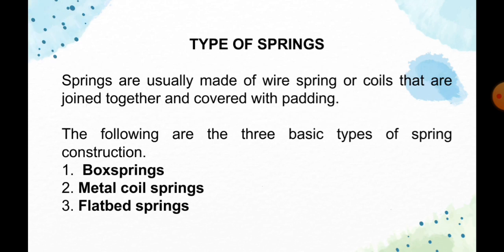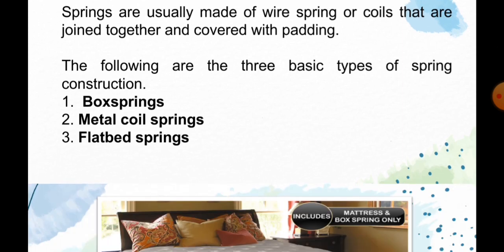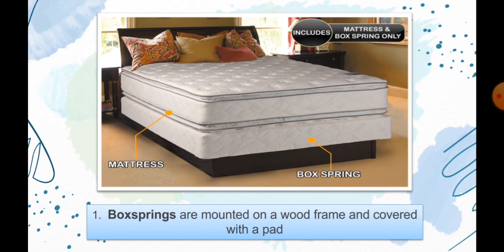Types of springs. Springs are usually made of wire or coil that are joined together and covered with padding. The following are the three basic types of spring construction. First is box springs, metal coil springs, flatbed springs. So, dito sa next makikita natin kung alin yan. So, ito yung example ng box springs, mounted on a wood frame and covered with a pad. So, yan, kita naman sa picture kung alin yung sinasabing mattress saka yung box spring, yung pinakababa.